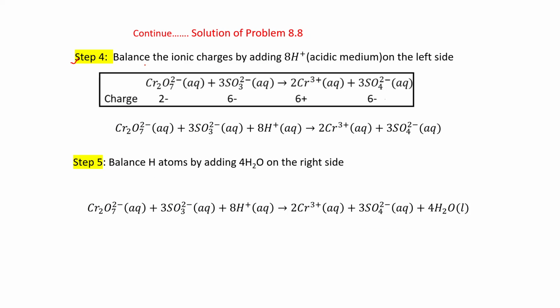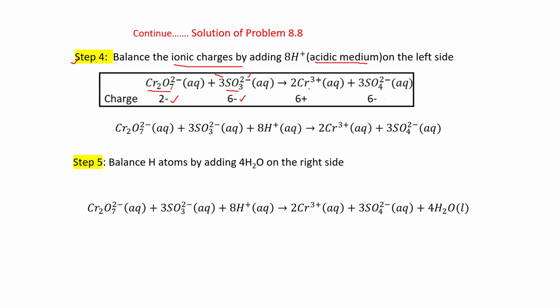Now step 4. Balance the ionic charge. As we discussed, ionic charges are balanced by adding H+ ions because this reaction is taking place in acidic medium. First we will calculate the charge on both the sides. In Cr2O7 2-, there is 2 negative charge. Each SO3 2- ion carries 2 negative charge and there are 3 such ions, so the total charge is 6 negative.